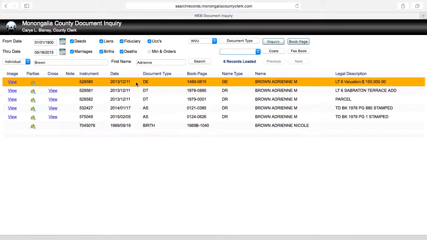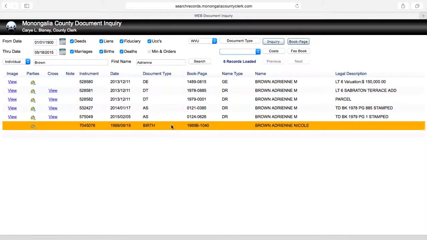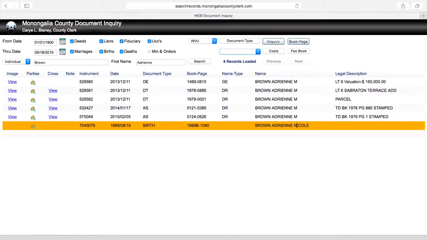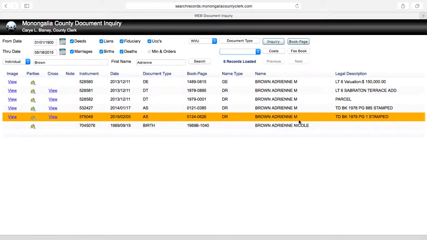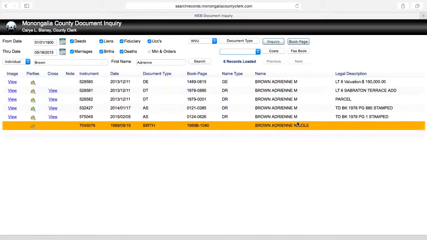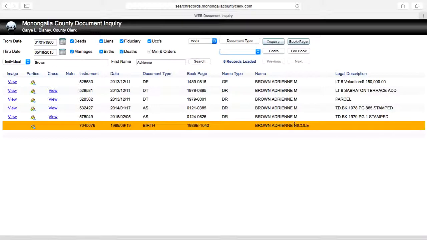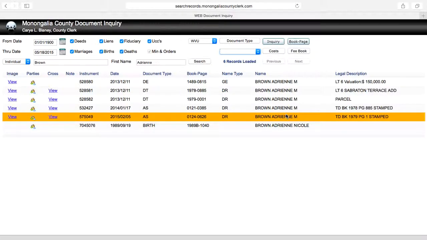So what do we have here? What did we find? Well, this first one listed is a deed, and that's the deed that we know and love, that we've seen several times. I'm not going to click on it because you've seen it. Down here at the bottom, we have this birth certificate that came up. Now, this is a birth certificate from 1989, and it's for Adrienne Nicole Brown. Our Adrienne's middle initial is M, so we know this is not her birth certificate. But what if that's her daughter? Most likely it isn't, because most families don't name their daughters after the mothers, but it is a possibility. She could be a potential heir.